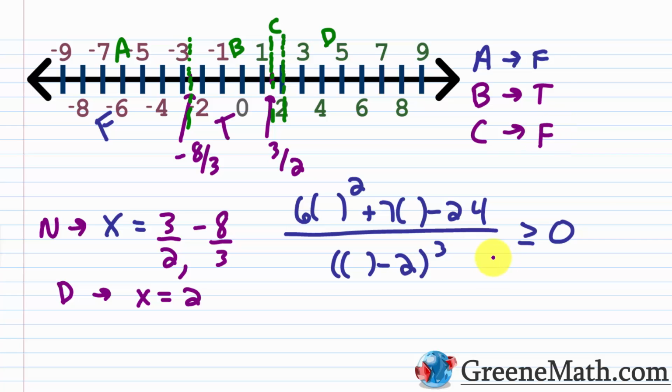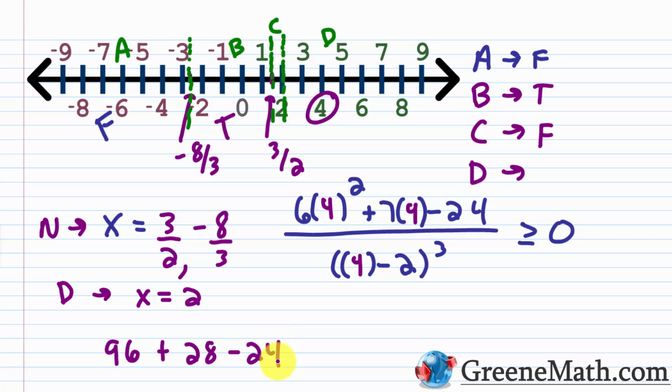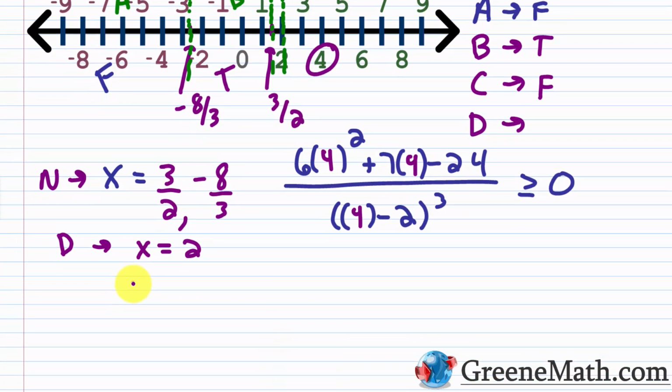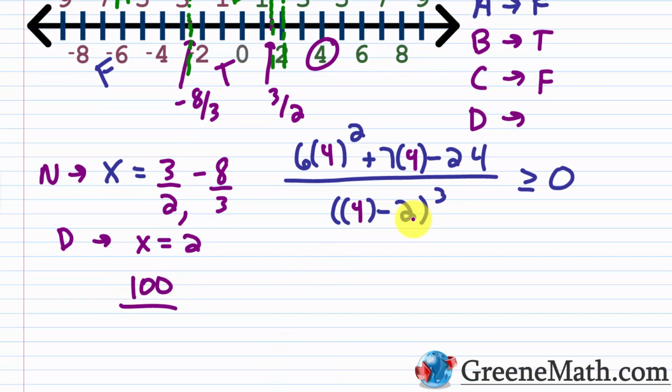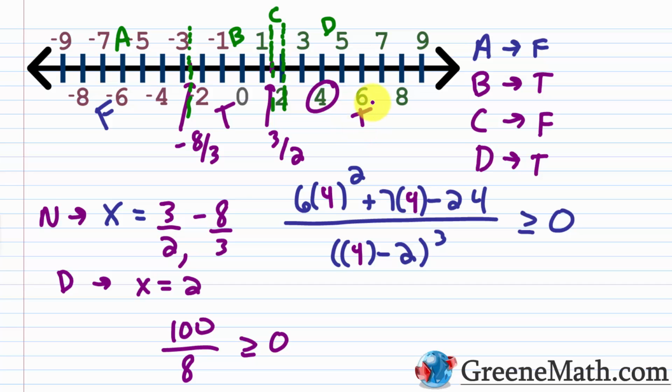Okay, one more region to check. We need to look at region D. So for region D, let's just go ahead and pick 4. So we'll plug that in there, and there, and there. So 4 squared is 16. So you would have 6 times 16, which is 96, plus 7 times 4, which is 28, and then minus 24. So 96 plus 28 minus 24 gives 100. So the numerator here would be 100. For my denominator, 4 minus 2 is 2. 2 cubed is 8. So forget about the fact that you could reduce this. This is going to be greater than 0. It's a positive number. So this guy is going to be true. Okay. And I forgot to write false here. It's kind of hard to squeeze it in, but let's put an F there.